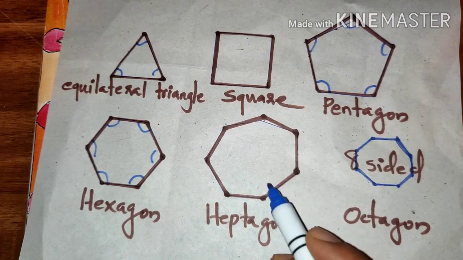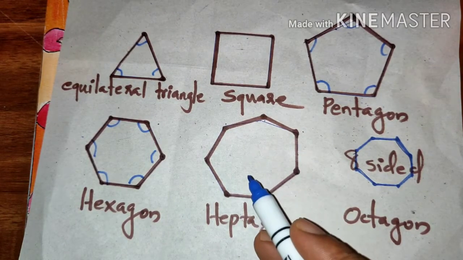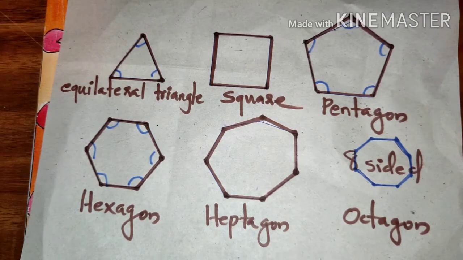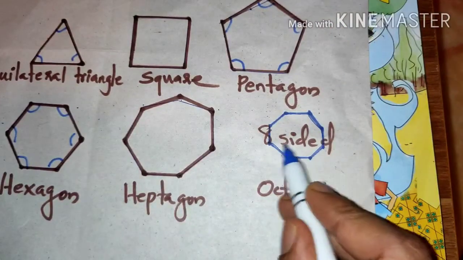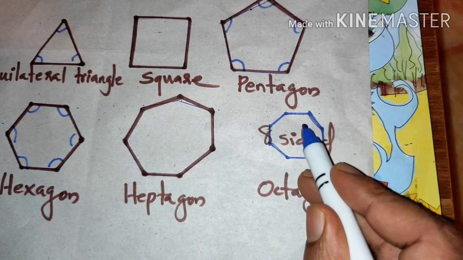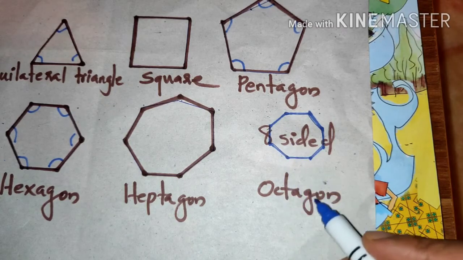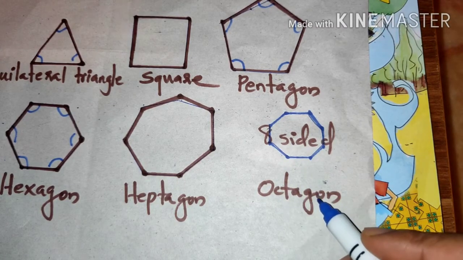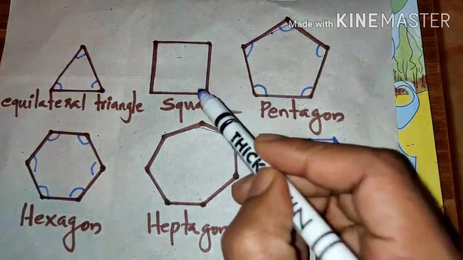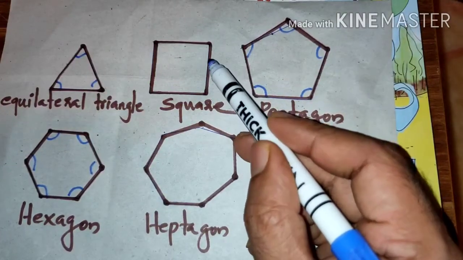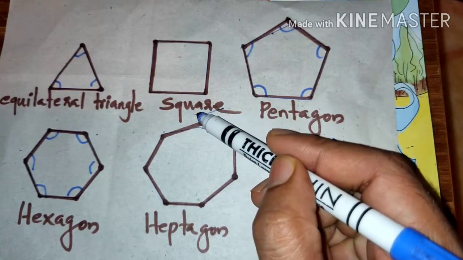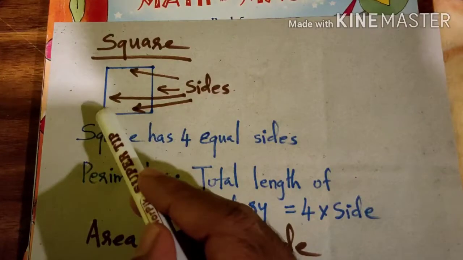If a polygon has seven equal sides and seven equal angles, then it's a regular heptagon. If the polygon is eight-sided and these eight sides and eight internal angles are equal, then it's a regular octagon. In this video, we are going to focus on this shape. This is a polygon with four sides and it is known as a square. So this is a square.